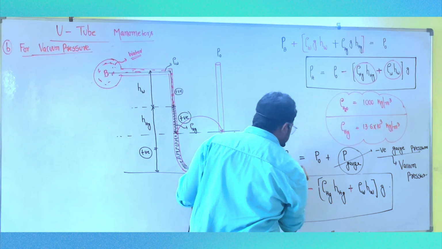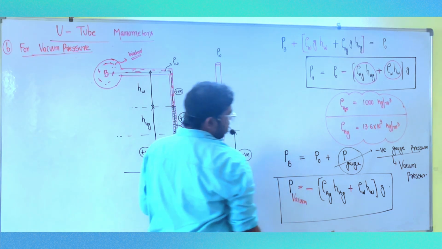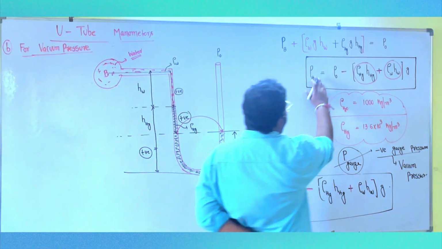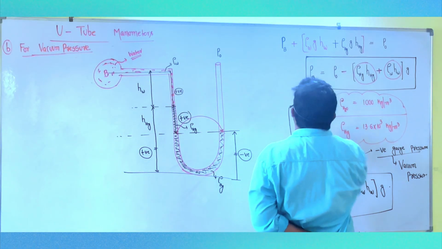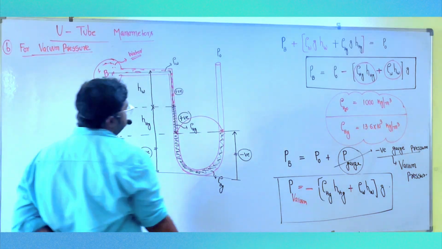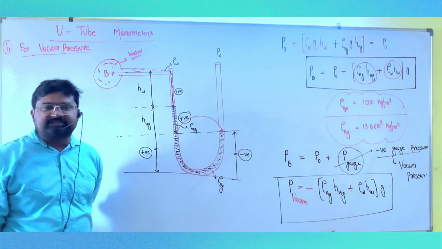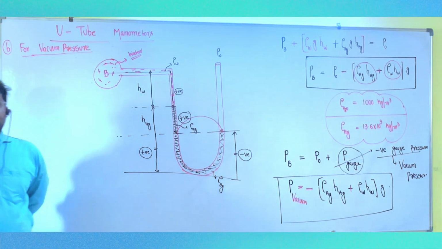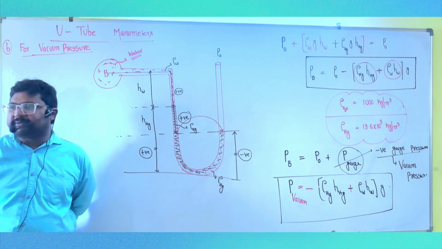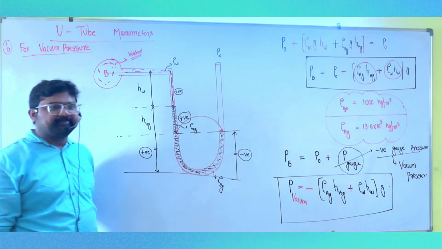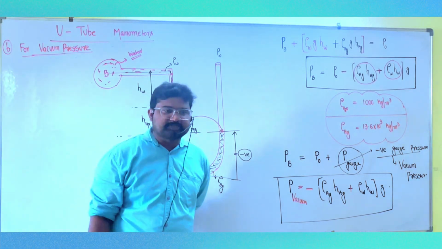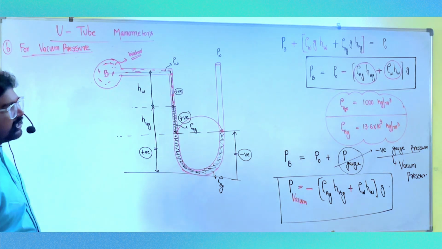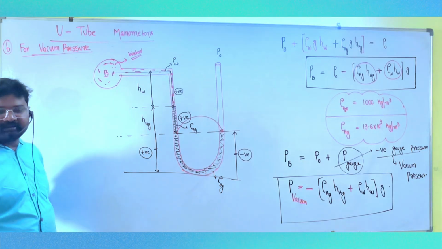This is PB. Vacuum pressure is this. Here, what is P gauge? Negative pressure. Here you can write PB, pressure at cross section B. Vacuum pressure means negative gauge pressure, below atmospheric pressure. It is the pressure measured below the atmospheric pressure. Write down up to here.